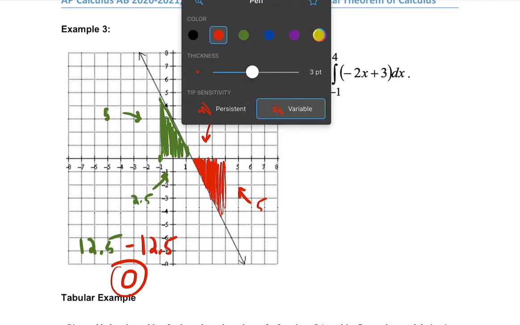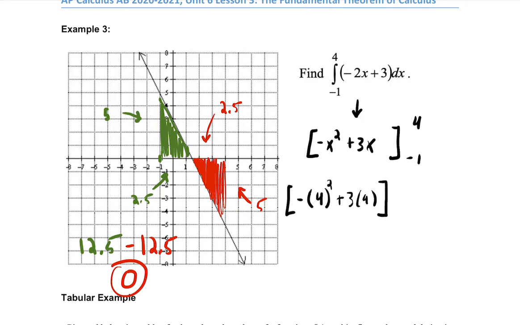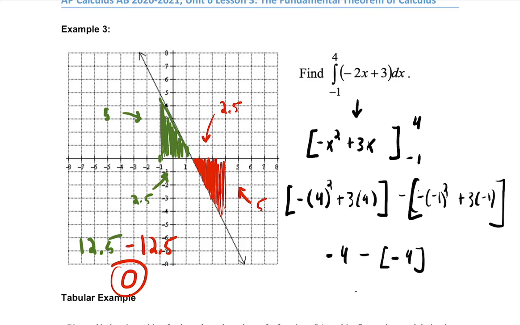So let's just make sure this happens one more time here. The notation, it's a bracket from negative 1 to 4, and you stick the antiderivative in there. And so what we're going to have is negative 4 squared plus 3 times 4, all of that minus negative 1 squared plus 3 times negative 1. And so this is going to be negative 4 minus, and yeah, that's going to work out to be minus negative 4. And so this does work out to be 0.